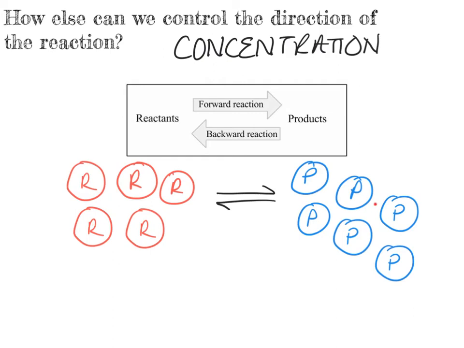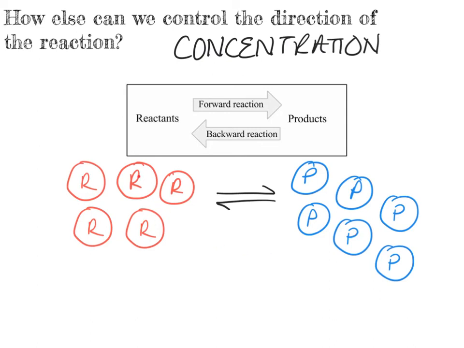Just to note, you can also change the concentration of product. So if you're making product and you start to take it away and bottle it as soon as you're making it, then you're reducing the concentration of product. If you take the concentration of product down, the reaction responds by going, oh, I'm going to put that back. So the reaction gives more reactants and turns them into product. So equilibrium shifts to the right.